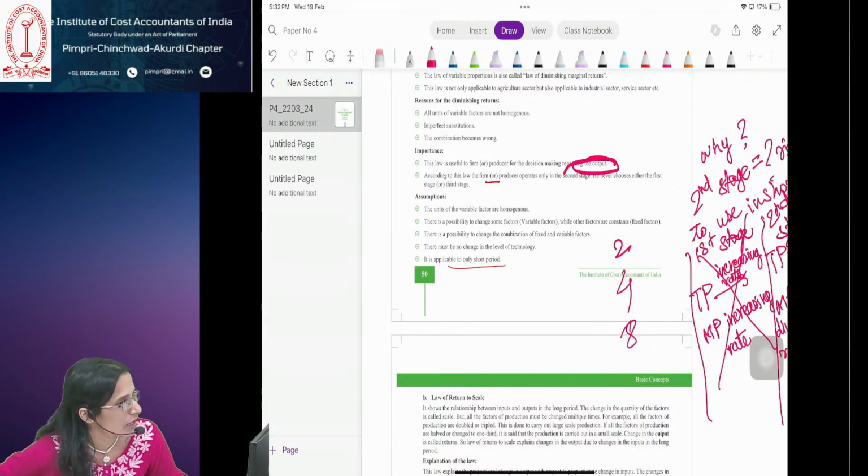So here it is the same thing: when the total product is at its peak, marginal product is 0, and when the total product is decreasing, marginal product is negative. Same concept here, similar. Got it clear now? Clear? Any other doubts?